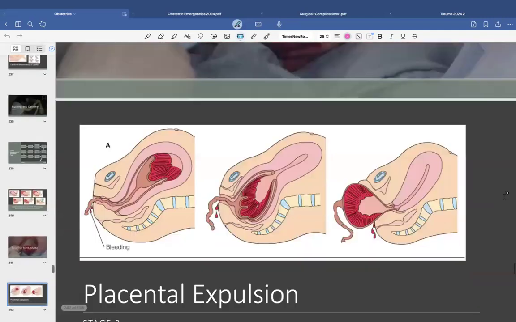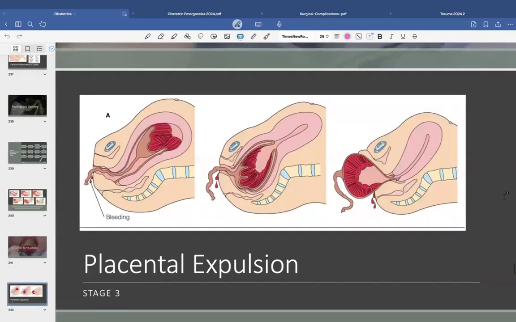So stage 3 is going to be your placental expulsion. So we said that baby's delivered, mom feels immediate relief, great relief. But we said there's still a lot going on. The uterus continues to contract. And at that point, the placenta will start to separate from the uterine wall and will need to be removed. So what are the management steps for stage 3?